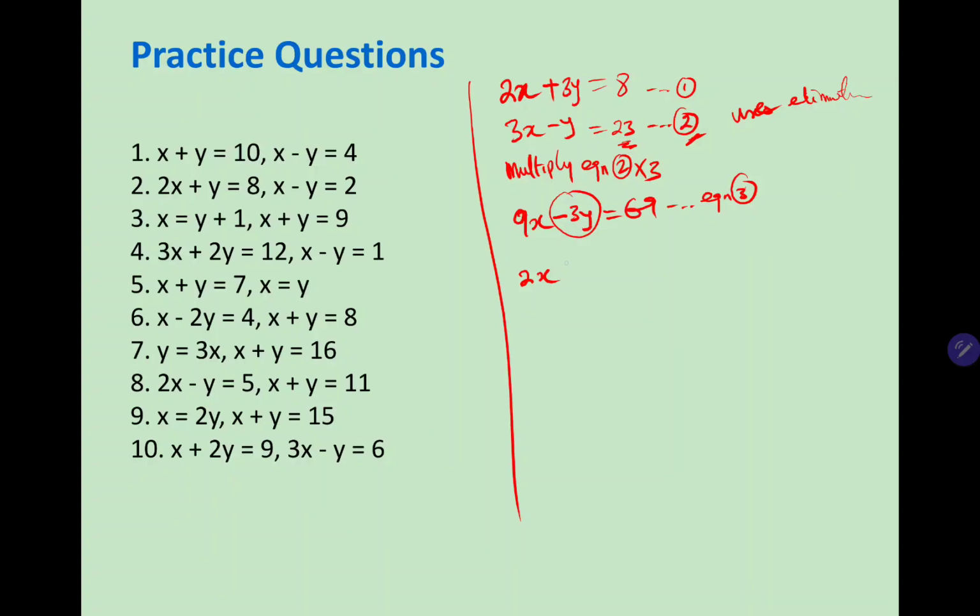So we can say 2x plus 9x. Remember, we are doing equation 1 plus equation 3. So 2x plus 9x plus 3y minus 3y is equals to what? 8 plus 69.